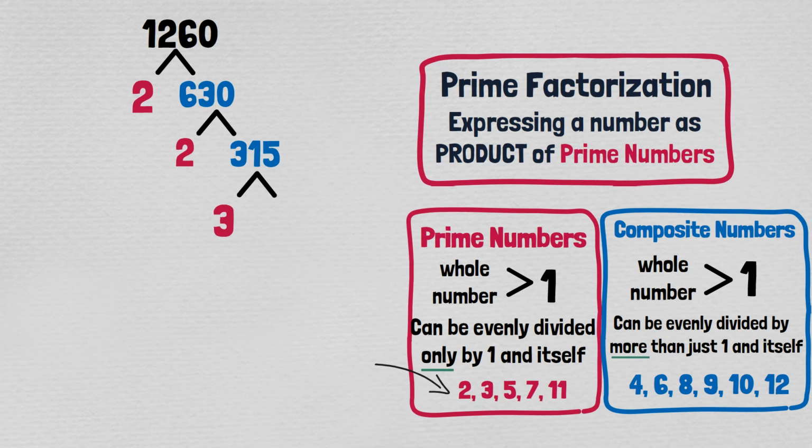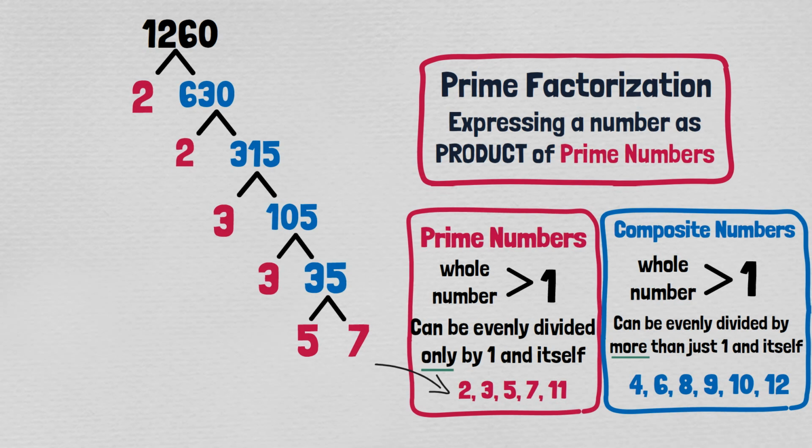315 divided by 3 equals 105. Great! Can we keep dividing by 3? Sure thing! 105 divided by 3 equals 35. We're almost done. By the way, this is as far as we can get by dividing by 3. Let's move on to the next bigger prime number, which is 5. 35 divided by 5 equals 7. Yay! We found out that both 5 and 7 are prime numbers, which means we're done dividing.